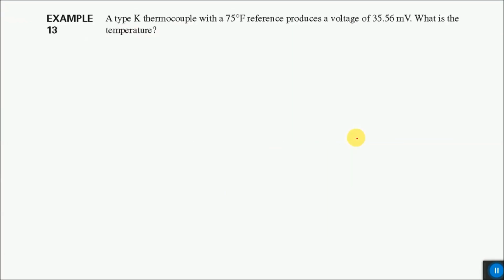Okay, so here we have an example in which a K-type thermocouple with a 75 degrees Fahrenheit reference is producing a voltage of this much magnitude, and we are asked to find out what is the temperature of our junction that is producing this much voltage.